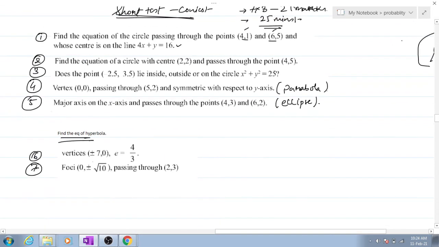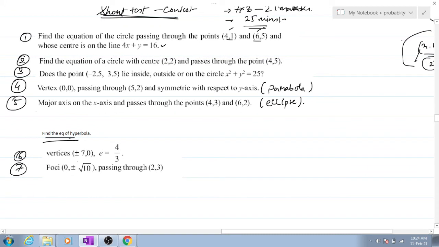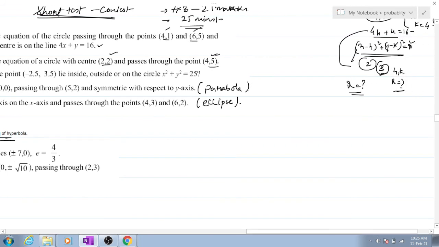Second one, find the equation of a circle. The center is given and it passes through this point. So you'll calculate the distance between these 2 points, which will give you the value for r. Since the center is given, you'll be substituting these values in place of h and k, and the radius will be the distance between these 2 points. Clear?